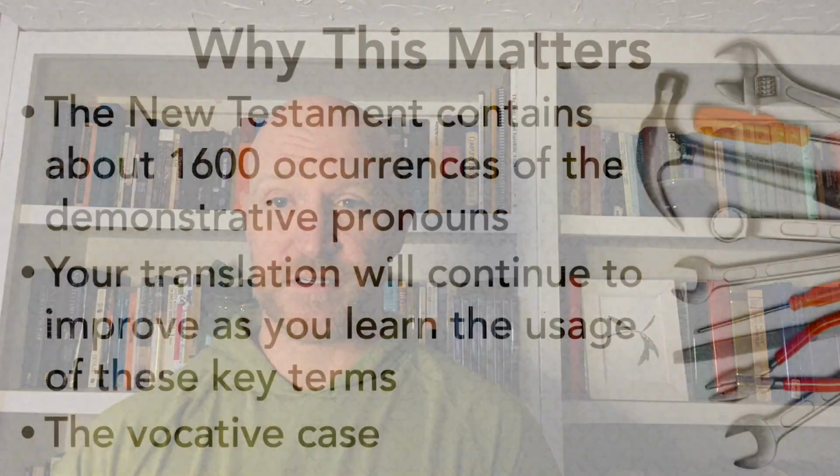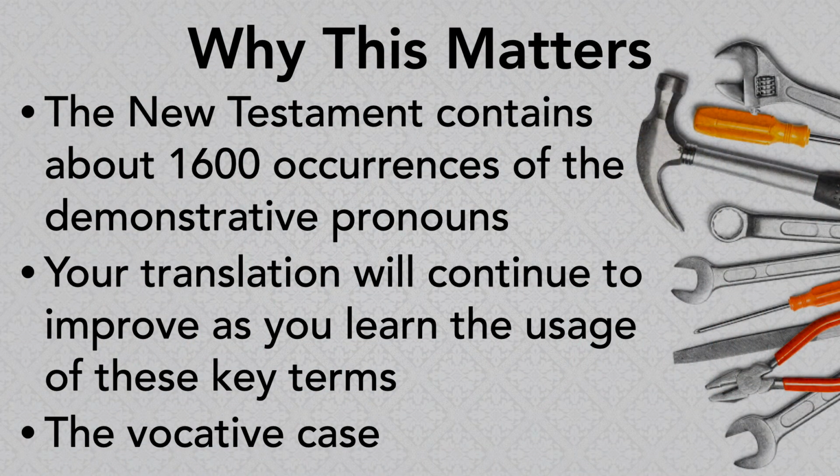Let's talk about why this matters. The New Testament contains over 1,600 occurrences of the demonstrative pronouns. That is a lot. They show up a ton, and we need to be aware of that. I've had students before that, for whatever reason, just slacked off on demonstrative pronouns when that unit came around, and it followed them for a while. It followed them all the way through future semesters, because they just weren't able to go back and fill in that gap in their brain. It's not that complicated, but they're just used so much. If you don't get these, you'll be really struggling in translation. So 1,600 occurrences in the New Testament.